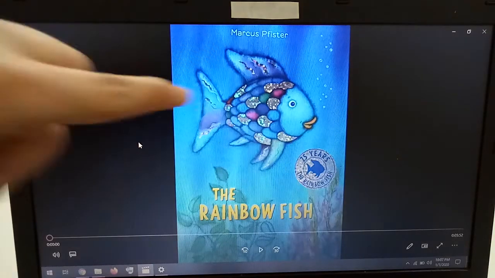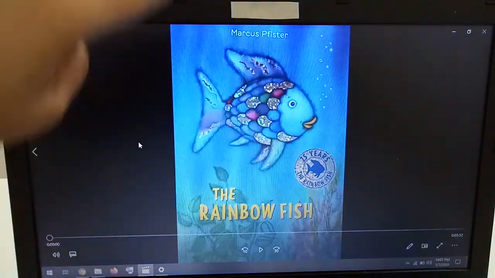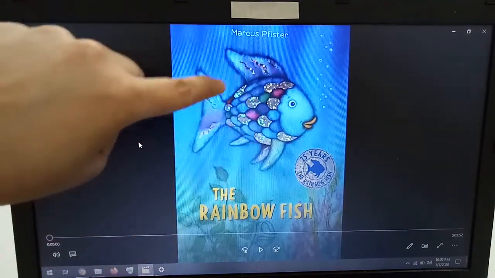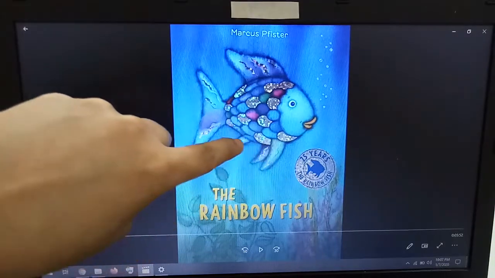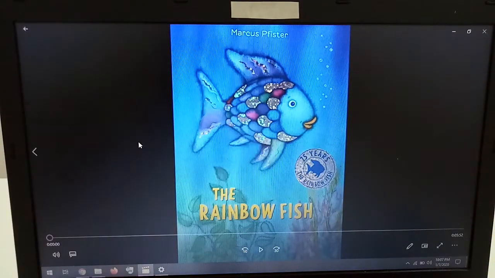Very good. Again, what do you call this part here? This is the scales. How about this one? Tail. How about this one? Fins. How about this one? Mouth. Very good. So again, let's go back.